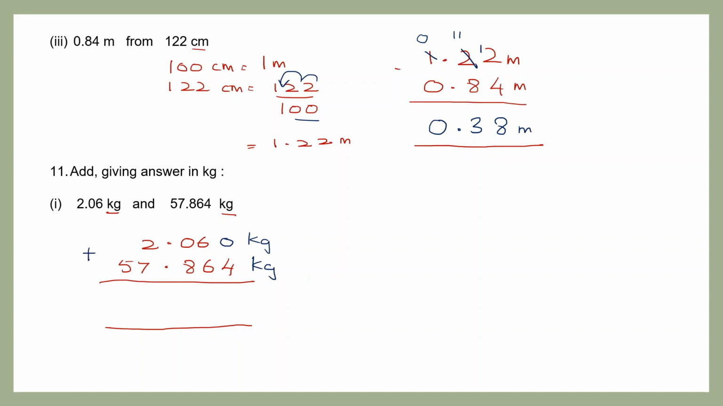Now the question is add. Add both these. Okay, so 0 plus 4 is 4. 6 plus 6 is 12. Carry 1. 8 plus 1 is 9. Decimal point. 2 plus 7 is 9 and 5. Write down your unit, kilograms. So your answer is 59.924 kilograms.